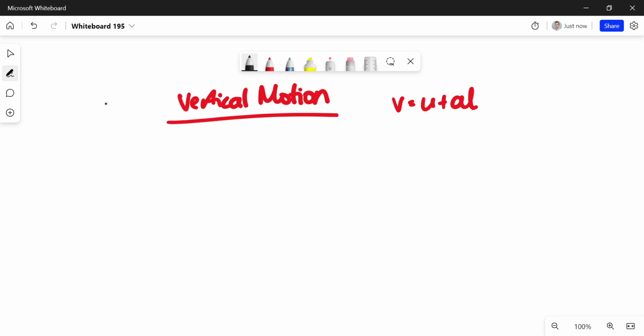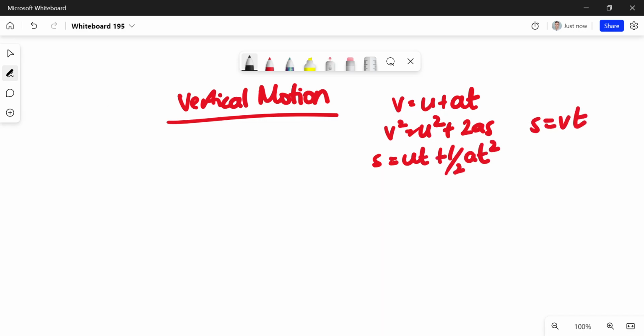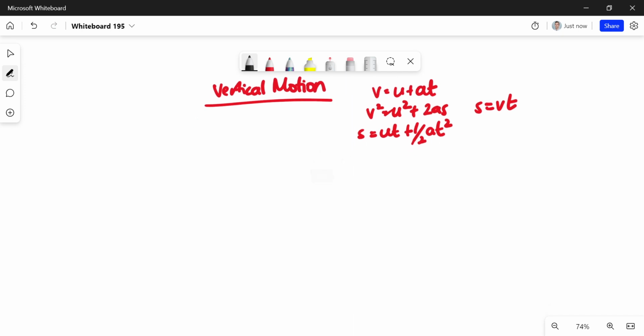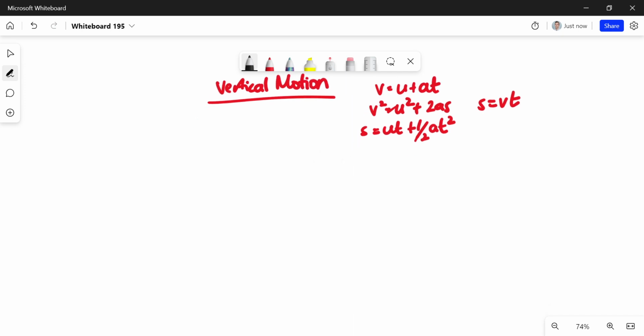is v equals u plus at, v squared equals u squared plus 2as, s equals ut plus a half at squared, and also s equals vt, but I do put that asterisk on that again, just recognizing that s equals vt is only usable for the constant or average velocities.